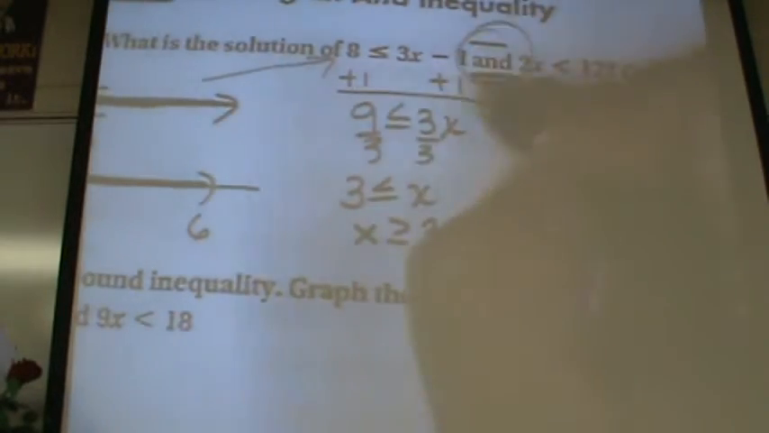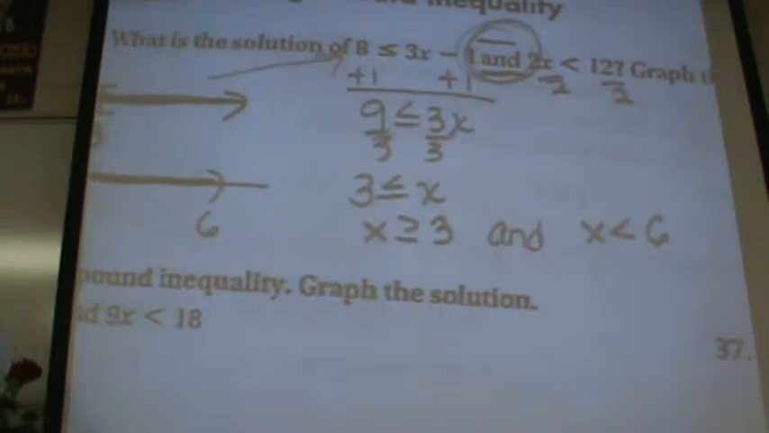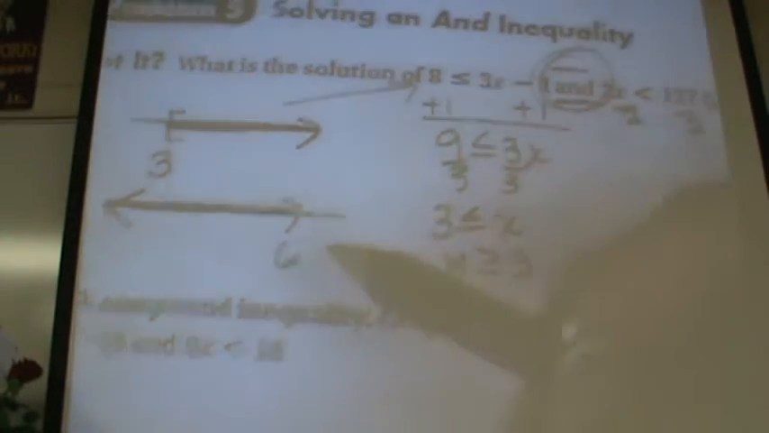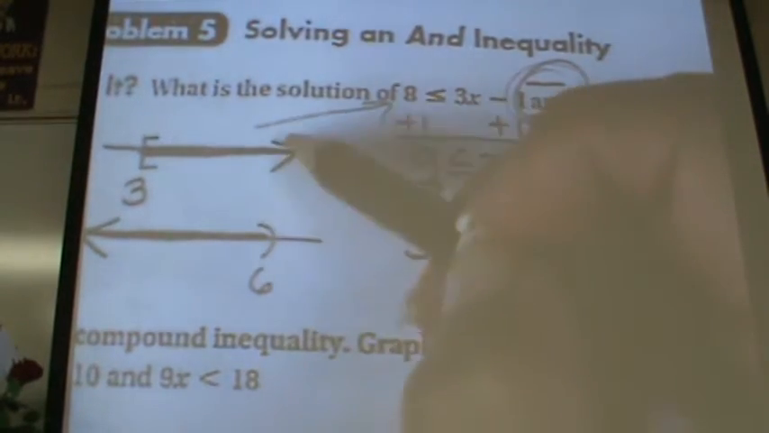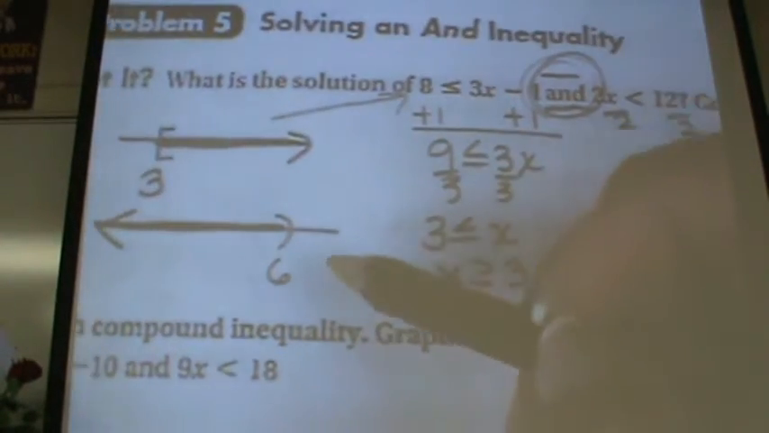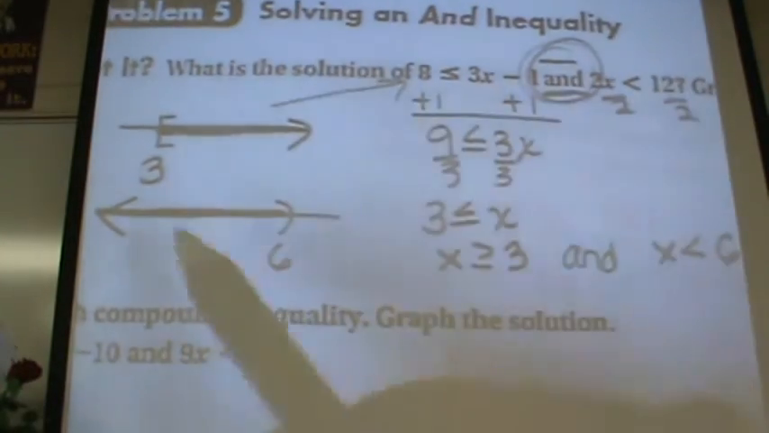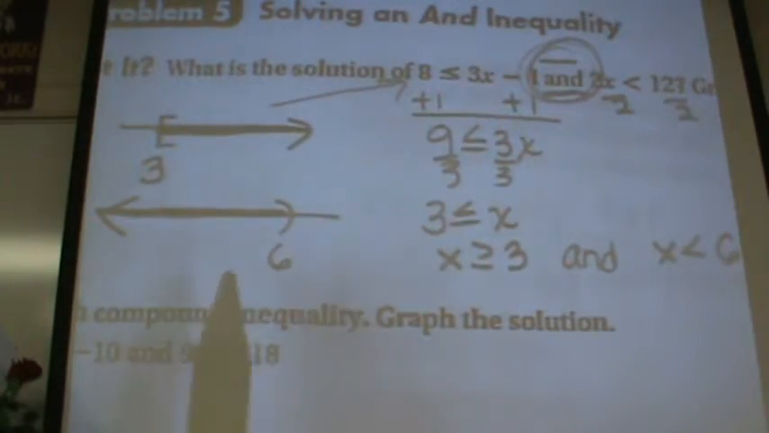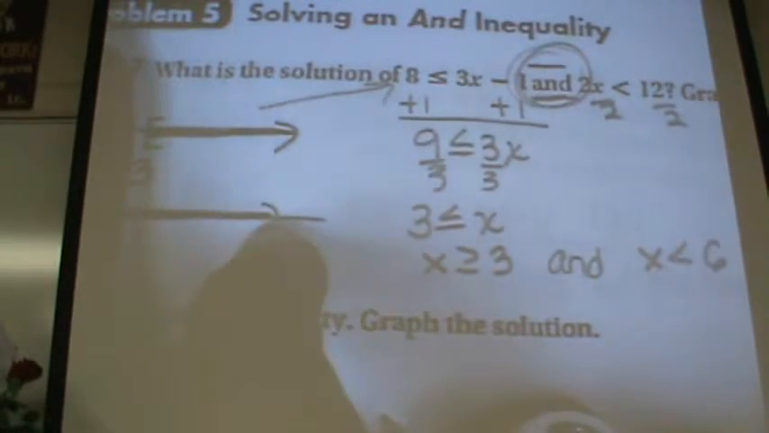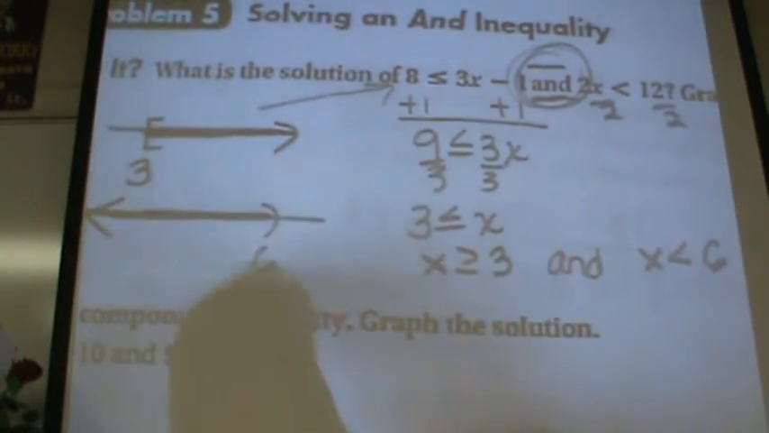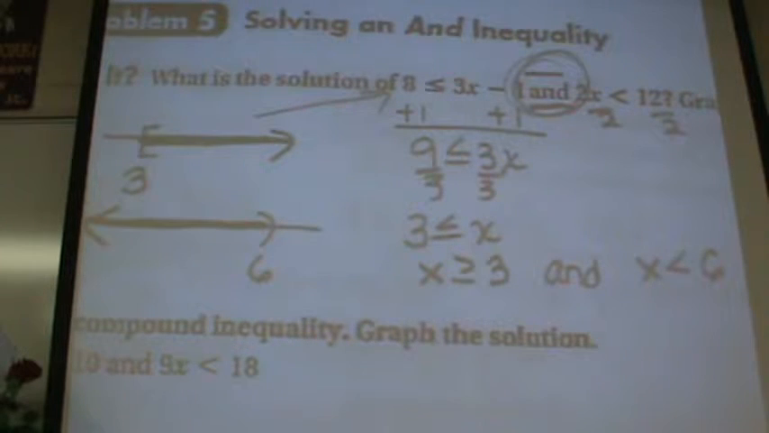The word and is a conjunction. It is asking you, I want the answer where it fits both of these problems. What numbers fit both? The numbers between 3 and 6, but not including 6. From 3 to 6. So you're looking for that region right there, the overlap. So some people do them separate, and some people can just do it all in one shot.